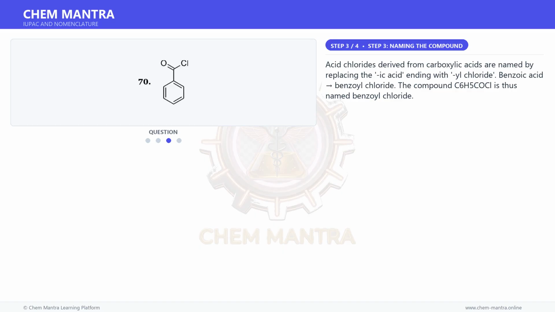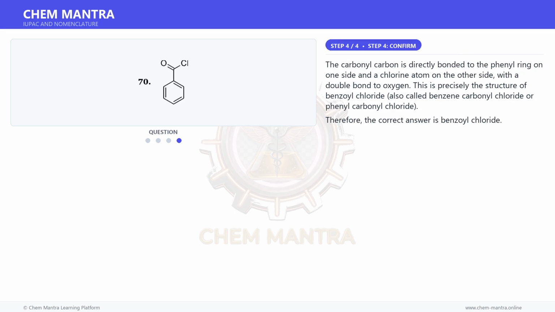Acid chlorides derived from carboxylic acids are named by replacing the ic acid ending with yl chloride. Benzoic acid becomes benzoyl chloride. The compound C6H5COCl is thus named benzoyl chloride.